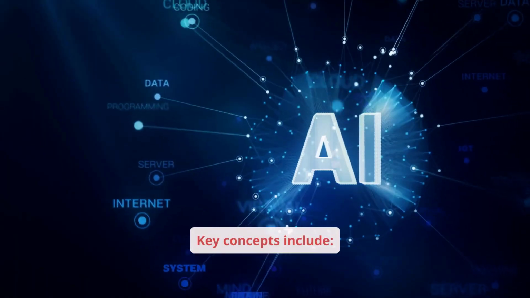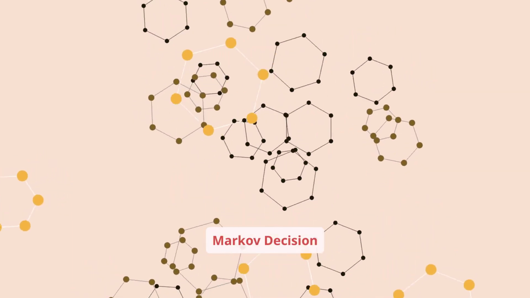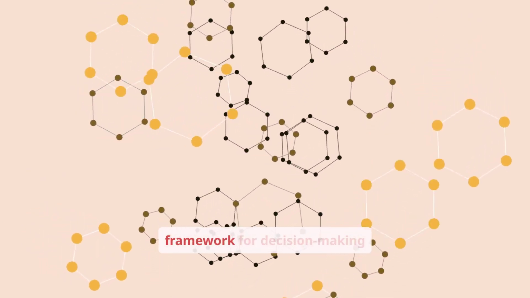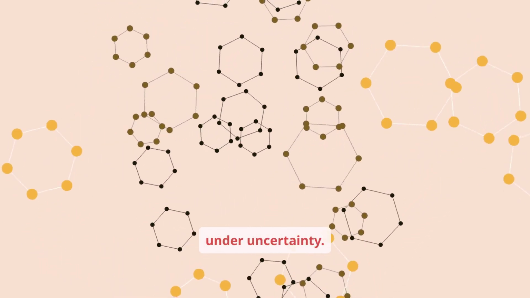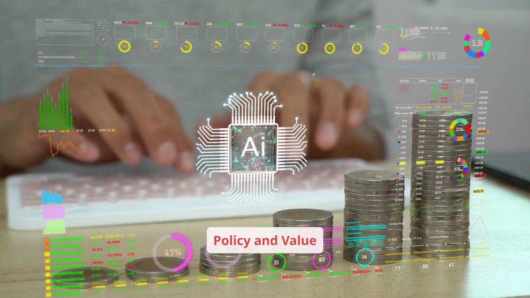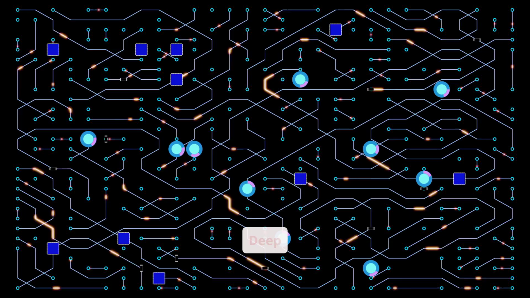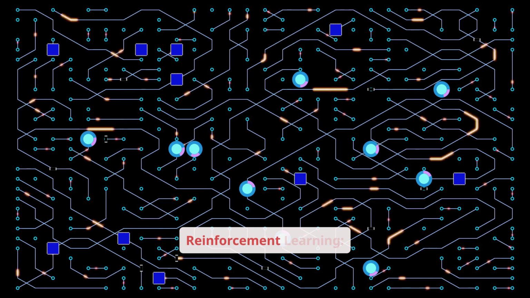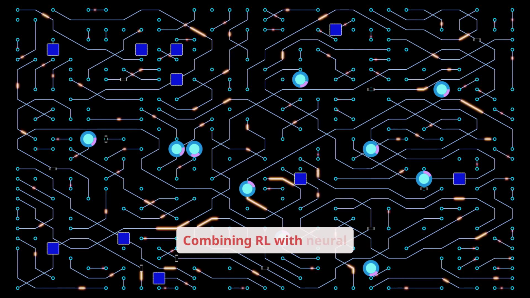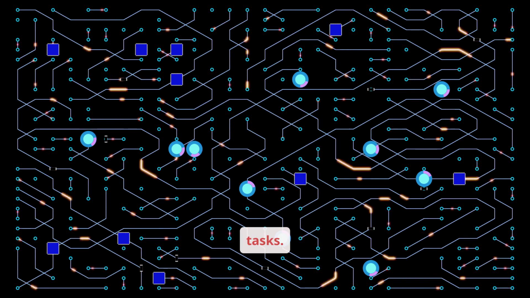Key concepts include Markov decision processes, MDPs, a framework for decision-making under uncertainty. Policy and value functions, how agents evaluate and choose actions. Deep reinforcement learning, combining RL with neural networks for more complex tasks.